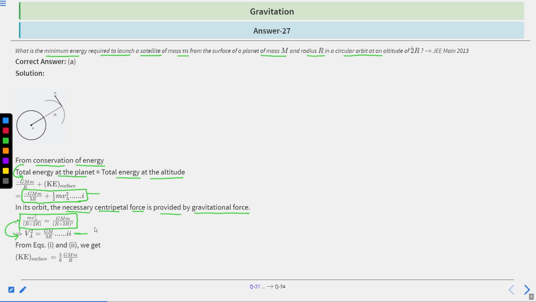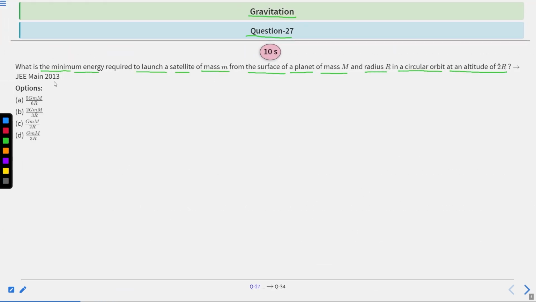From equation first and equation second, we get the kinetic energy at the surface is equal to 5 by 6 GMm divided by R. So the answer is 5 by 6 GMm divided by R, where M is the mass of the planet, m is the mass of the satellite, and R is the radius. So the correct answer is A.